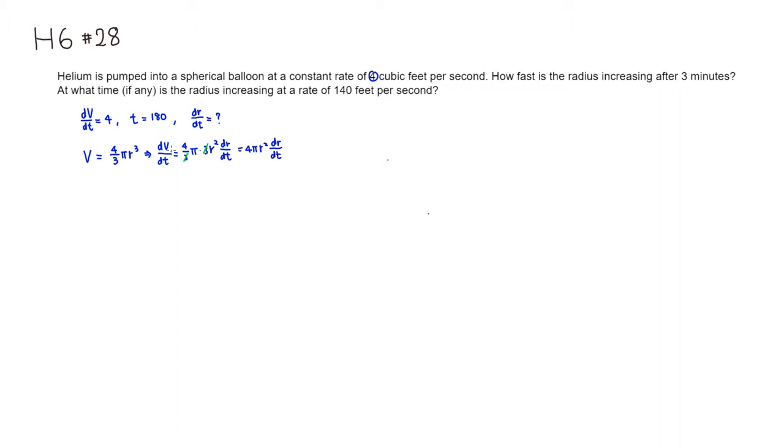So let's plug in what we already know. dV over dt is 4, so this gives us 4 is equal to 4 pi r squared dr over dt. Since we're looking for dr over dt, let's solve for dr over dt. First, I'm going to divide through by 4 pi r squared. So 4 divided by 4 pi r squared is equal to dr over dt. We can cancel 4 and 4, so you're going to have 1 here. So we have to know what r is.